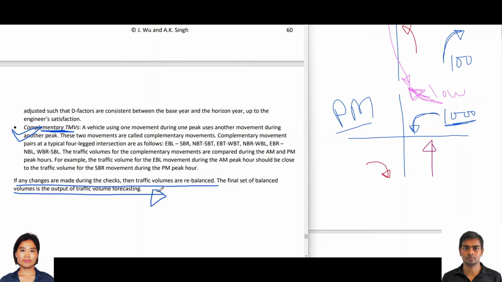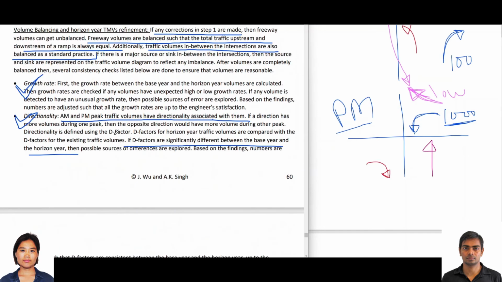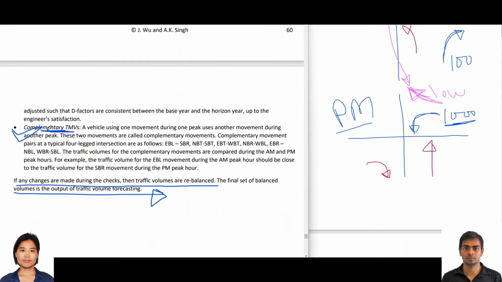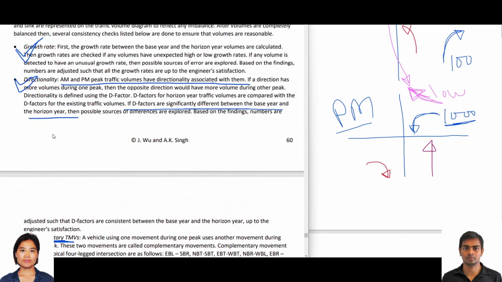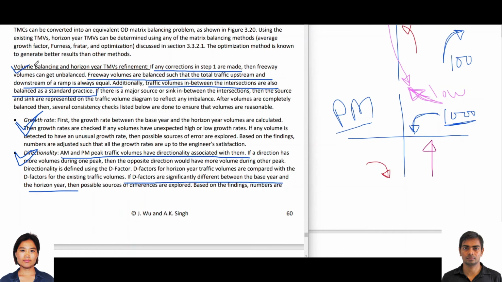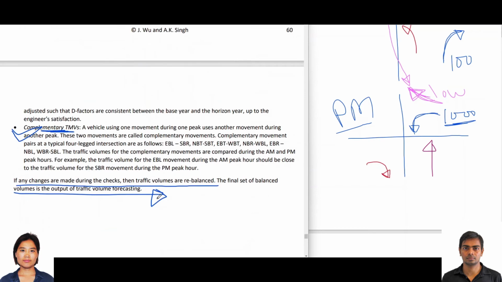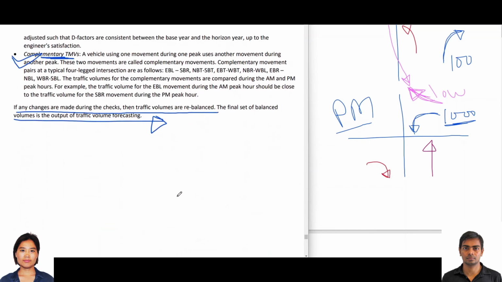So after all the checks are done and completed and the volumes make sense, those checks are growth factor, directionality, complementary turning movement counts, and then volume balancing for freeway. After all the checks are done, we finalize the traffic volumes, and that would be the output of traffic volume forecasting.